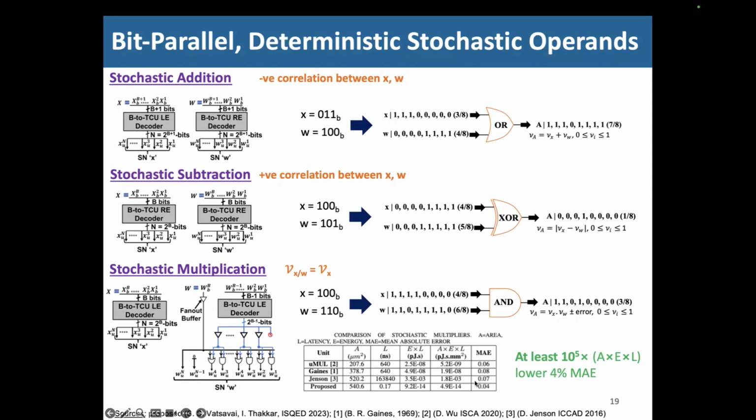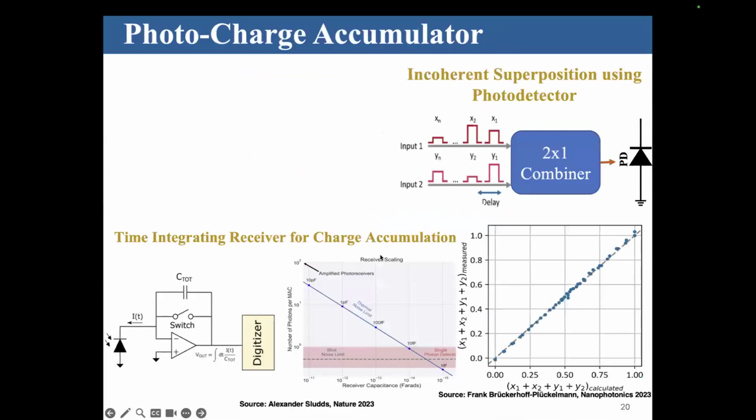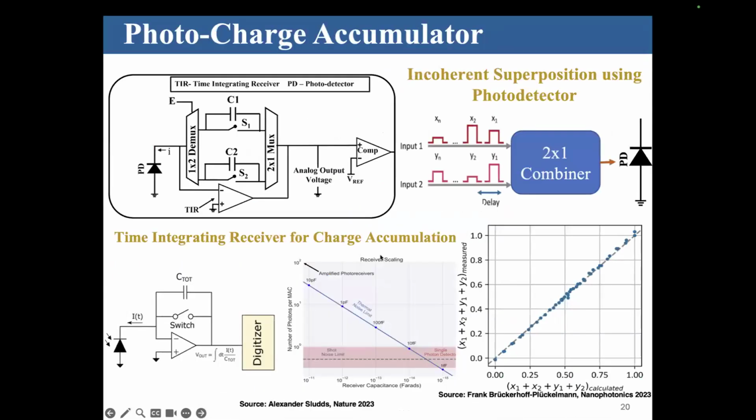And the mean absolute error we get is about 4% in this case. And that error translates to not-great degradation in the accuracy for the inference task of, let's say, convolutional neural networks and so forth. We'll try to show those results if time permits.